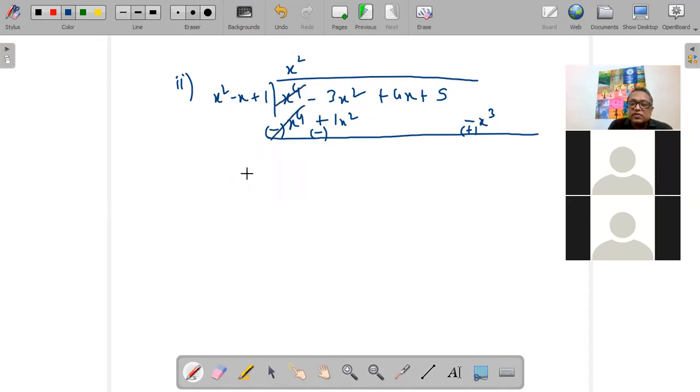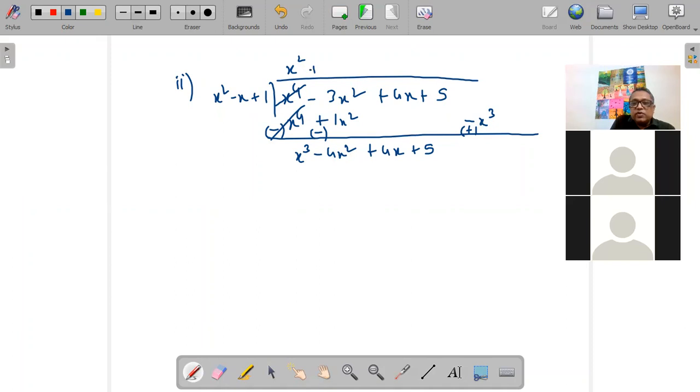So x⁴ is getting cancelled. Minus 3x² minus 1x², we get minus 4x² plus 4x plus 5. No changes in this, and this has become plus x³, and this is the highest power. So you have to bring this to the front. The one with the highest power has to come first. So we get x³ minus 4x² plus 4x plus 5.